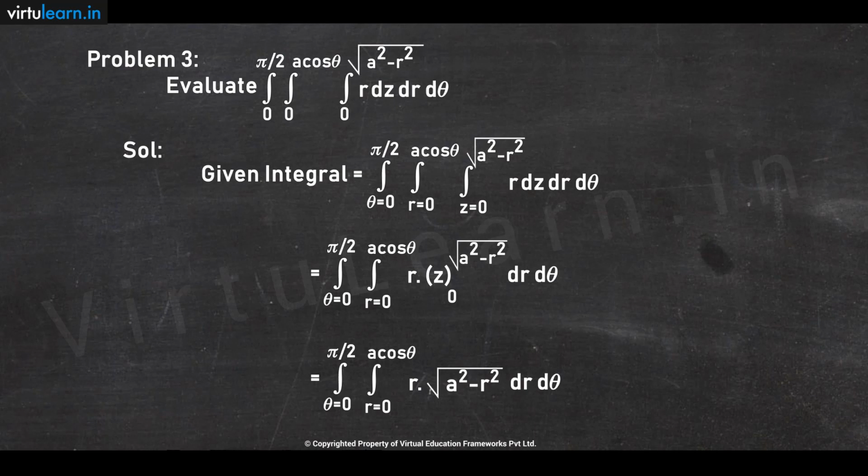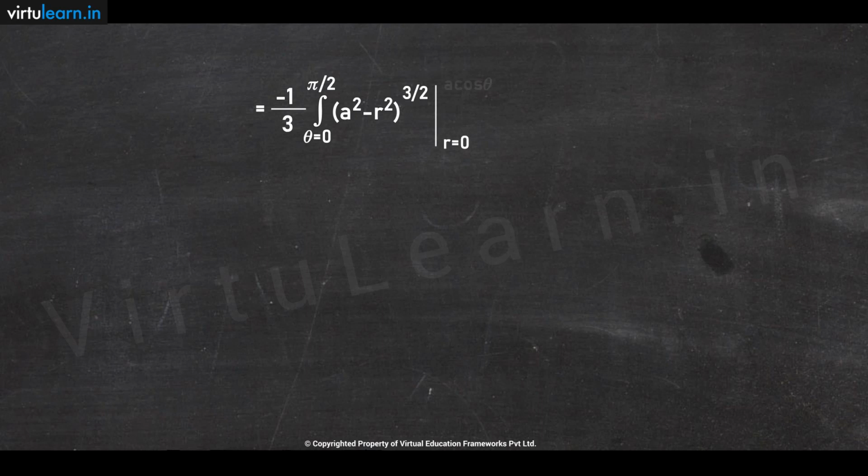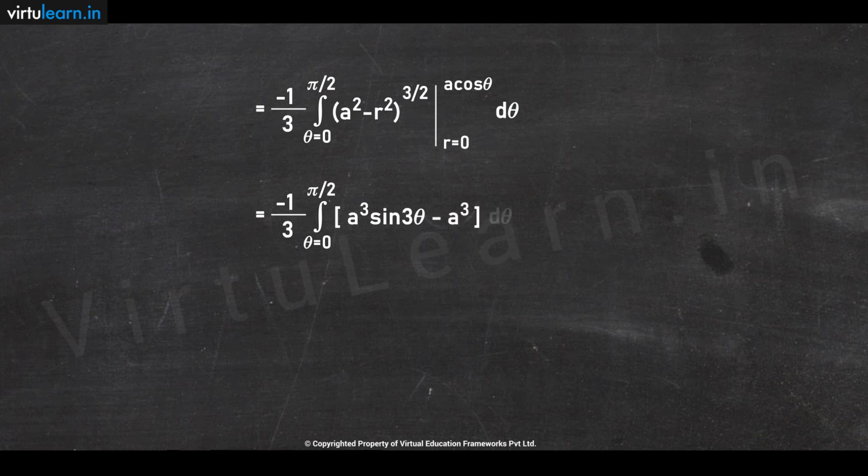Now we integrate with respect to r, observing that r into root of a square minus r square becomes the derivative of a square minus r square to the power 3 by 2 multiplied by a constant. We get minus 1 by 3, integral theta is equal to 0 to pi by 2 of a square minus r square to the power 3 by 2 to be evaluated at r is equal to 0 and a cos theta, d theta. Substituting the limit, you get minus 1 by 3, integral theta is equal to 0 to pi by 2, a cube sin cube theta minus a cube d theta.